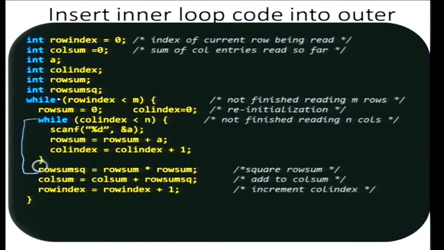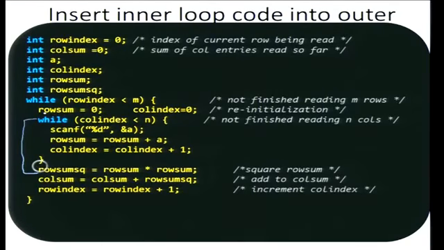Let us look at the code in slightly more detail. Okay. We have a row index, a column index, a column sum, a row sum, and a row sum squared. A is supposed to be the current number that we are reading. Suppose we know that the size of the matrix is m cross n. So row index can go from 0 to m minus 1. So the termination condition of this while loop is row index equal to m.